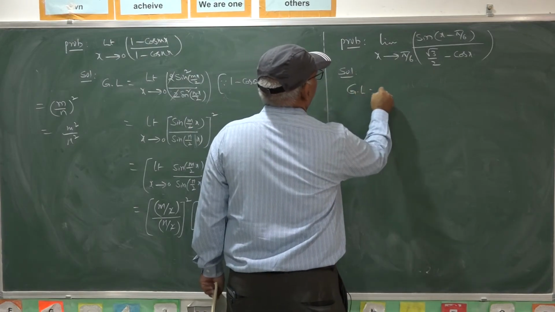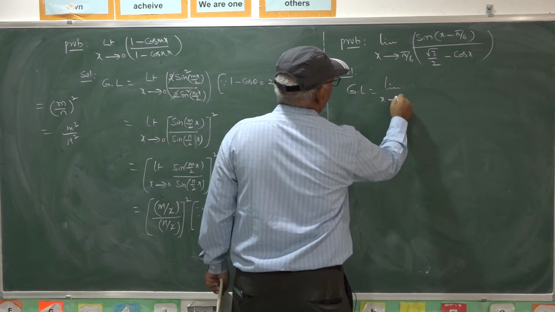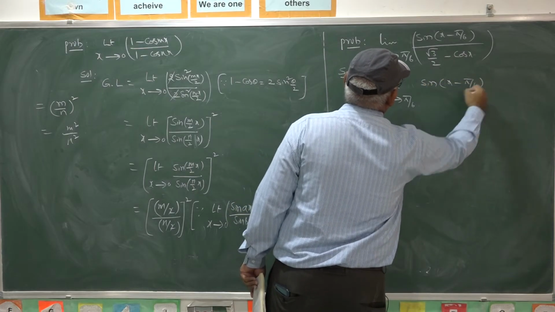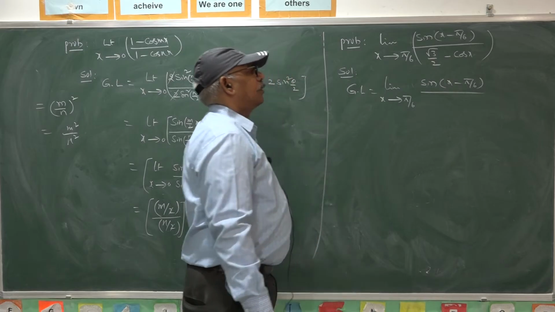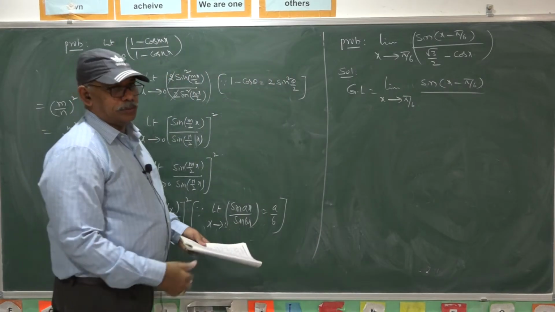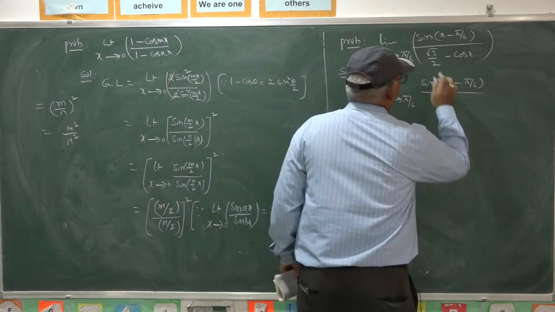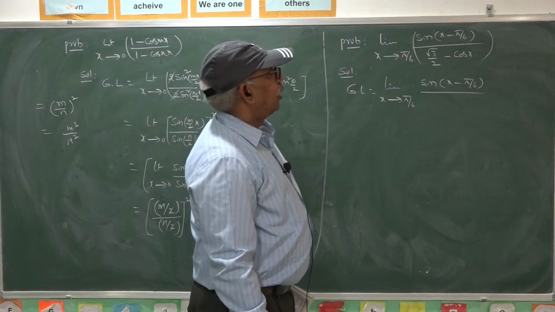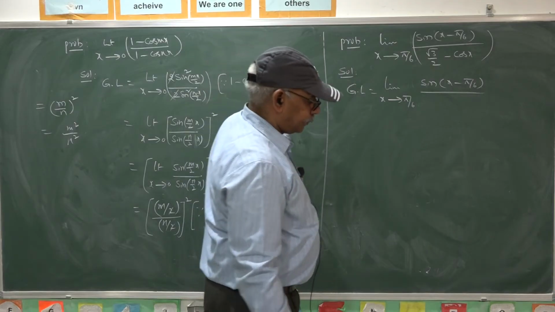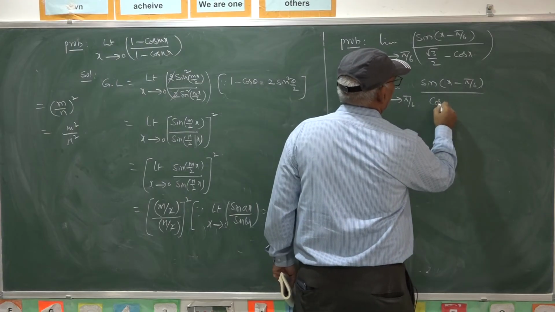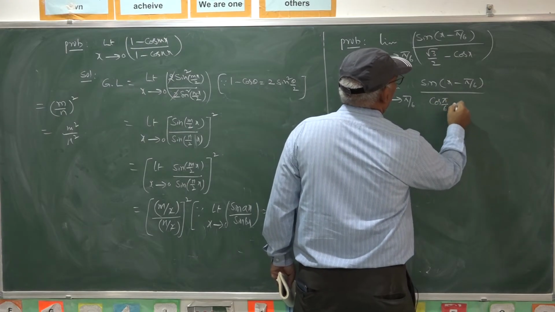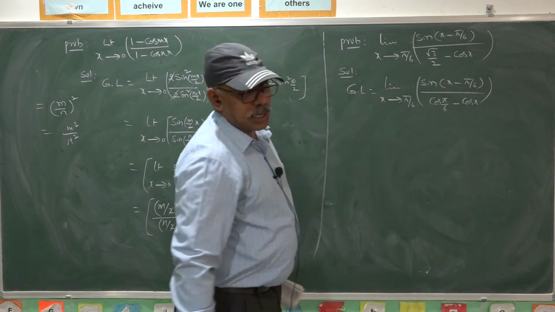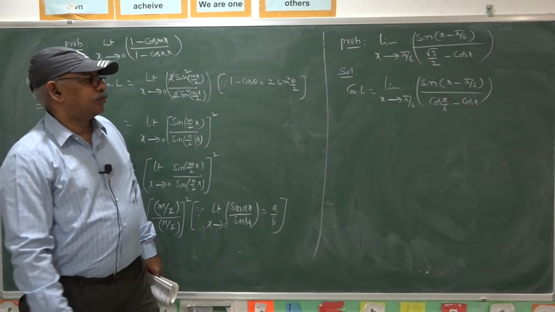Here the given limit is limit x goes to pi by 6, sin of x minus pi by 6 by root 3 by 2 minus cos x. Root 3 by 2 in terms of cos, you can take it as cos pi by 6 minus cos x, since cos 30 is root 3 by 2.